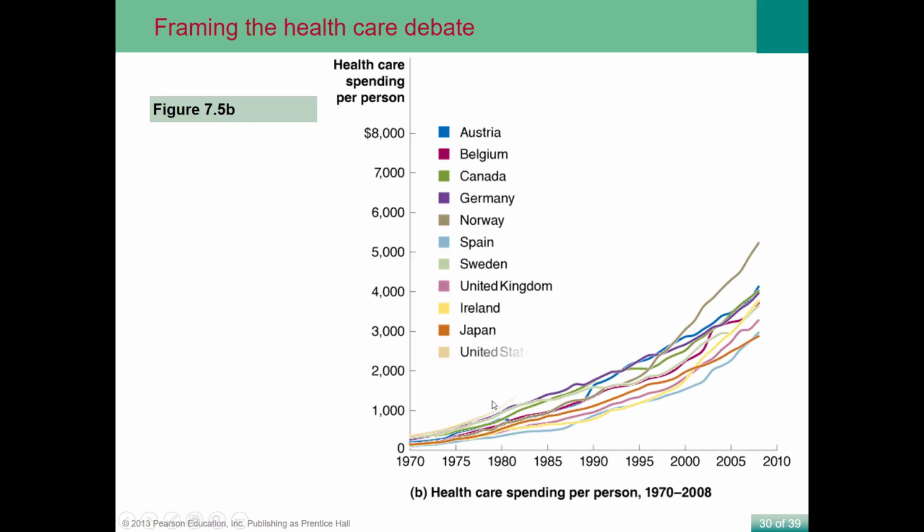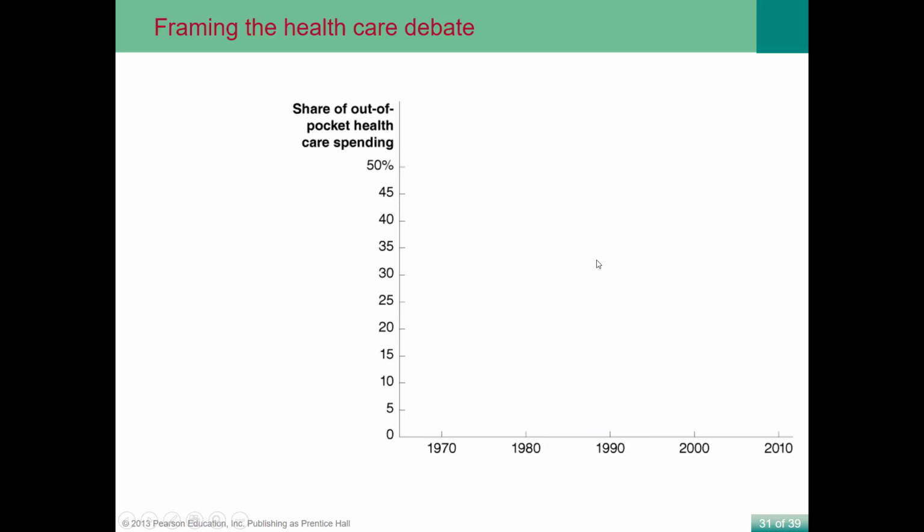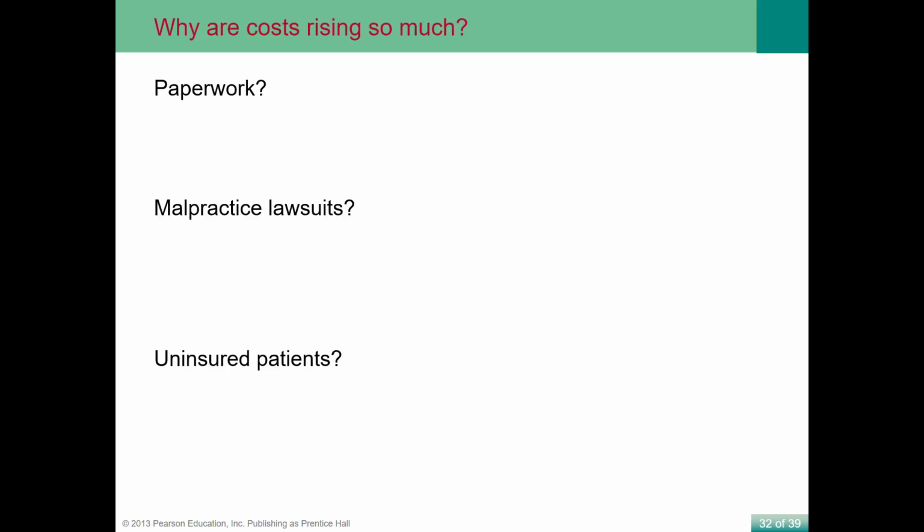All these countries, and then the United States is way up here. Growth in healthcare spending is faster in the United States than any other high-income country. But as the costs have risen, the out-of-pocket share of spending for the consumer is smaller and smaller. It used to be that 40-something percent was out-of-pocket spending in the 70s. Now in 2010, it's significantly smaller.